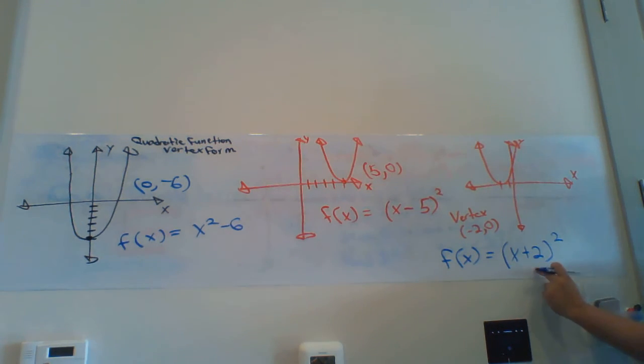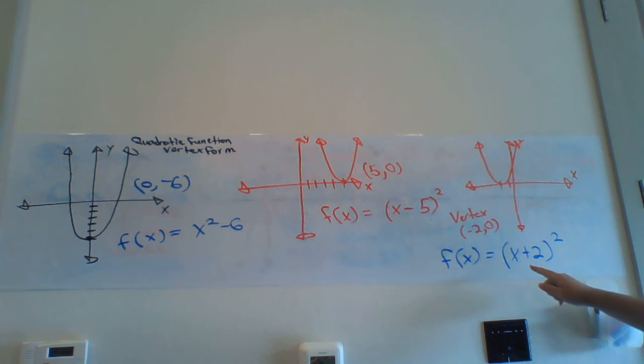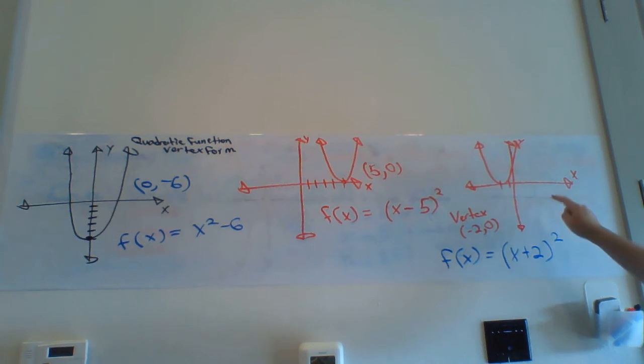And then that's it. I haven't moved anywhere else. I haven't moved up or down. And I haven't flipped it upside down. So that is my final function for this graph. Not too bad, right?